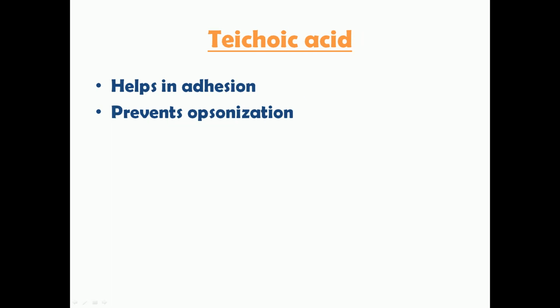The next one is teichoic acid. This is composed of many polymers, and they help in the adhesion of the Staphylococcus bacteria to the mucosal layer. They also prevent opsonization, which is swallowing by protective mechanisms such as neutrophils. They protect themselves from that.